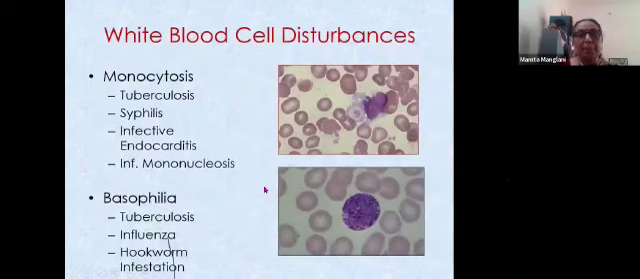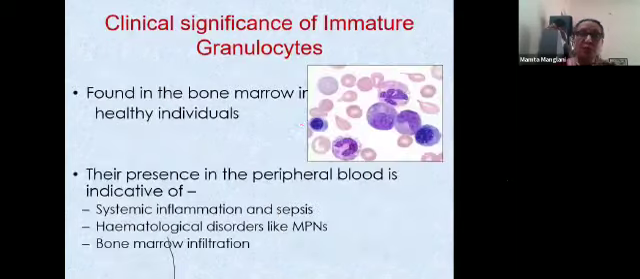You have monocytosis in various conditions: tuberculosis, syphilis, mononucleosis. You can have basophilia in certain conditions. Chronic myeloid leukemia should be suspected in basophilia. And immature granulocytes can sometimes be normal in a healthy marrow, but not in the peripheral blood. So in peripheral blood, you should think of infection mainly, inflammation, and myeloproliferative disorders.